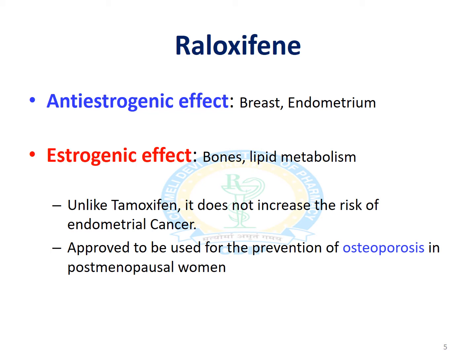The second drug is Raloxifene. Raloxifene, depending upon the type of tissue on which it is acting, behaves with agonistic as well as antagonistic activity. On the breast and endometrium, it has an anti-estrogenic effect, and on bones and the lipid metabolism profile, it has an estrogenic effect. Unlike tamoxifen, it does not increase the risk of endometrial cancer, so it is safe in those cases, and that is why it has been approved for the prevention of osteoporosis in post-menopausal women.